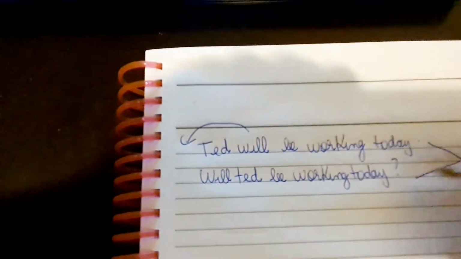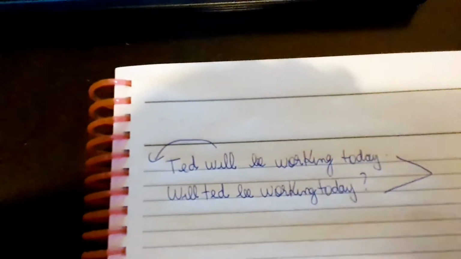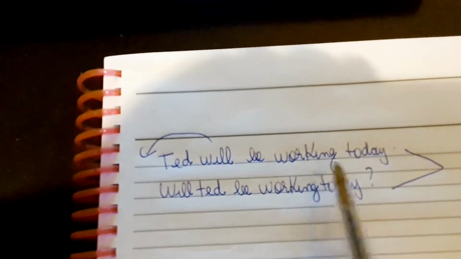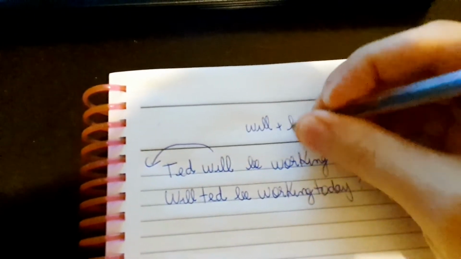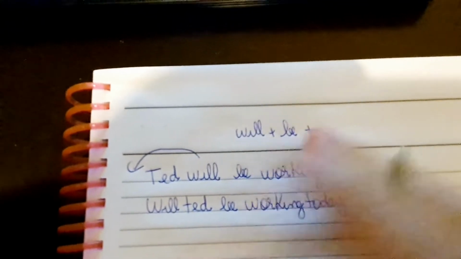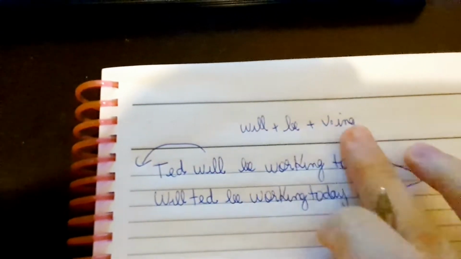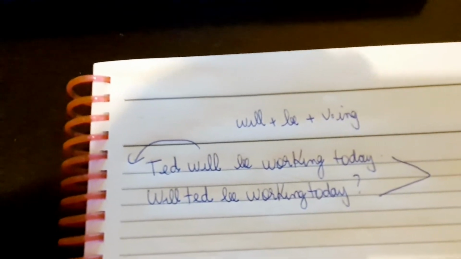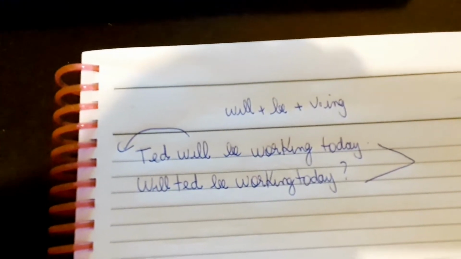Which verb tense is this? This is the future, right? But as you can see, it's a future continuous, right? You have the verb will plus the verb to be, a bare infinitive without to, plus the main verb followed by ing.